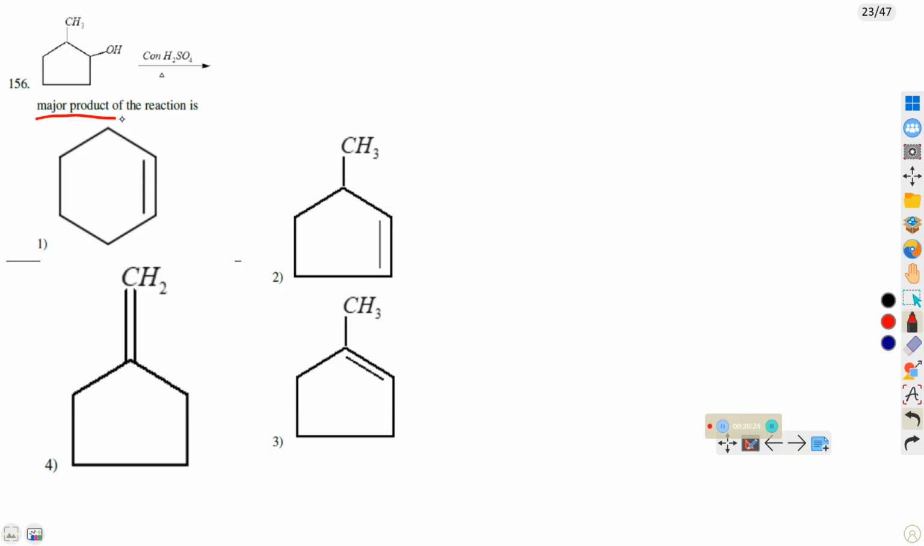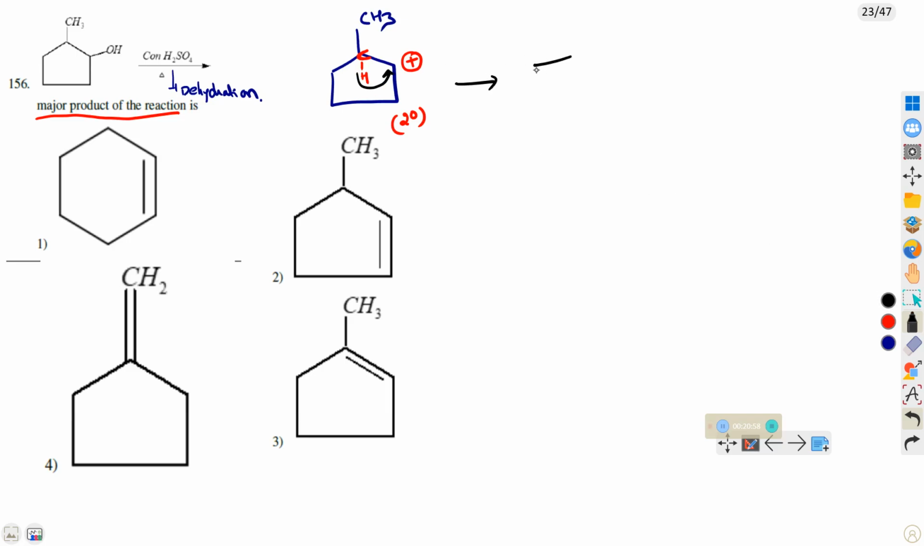Major product of the following reaction. Concentrated H2SO4 is present. Which process takes place? Dehydration process takes place. First of all, you can remove the OH minus ion. A positive charge is obtained here. This is a 2-degree carbocation. The adjacent carbon is a 3-degree carbon. That's the reason a hydride shift takes place.